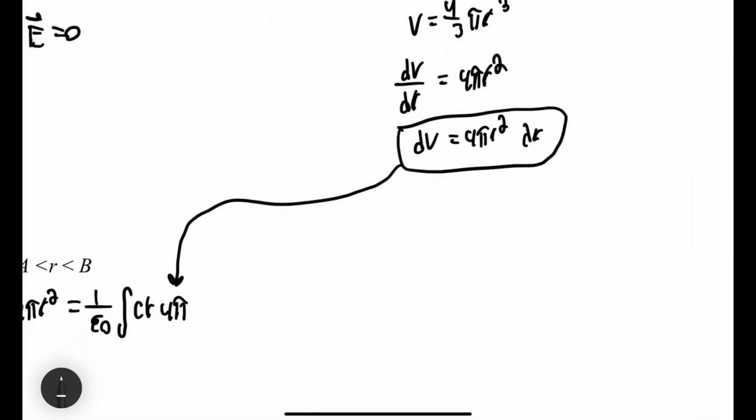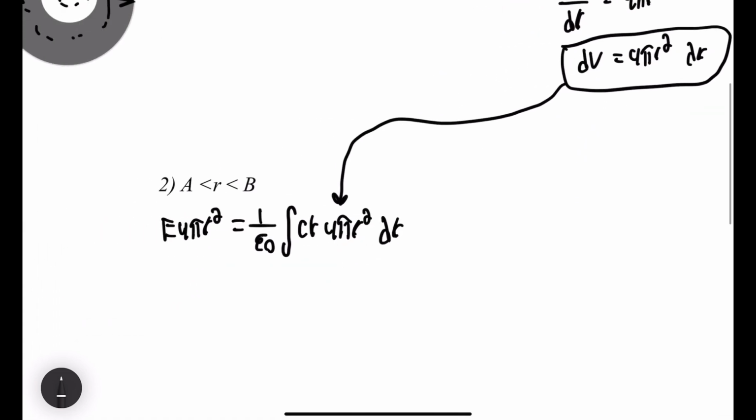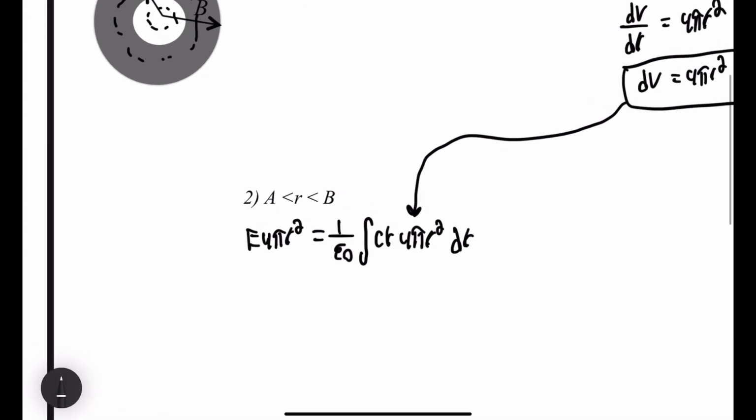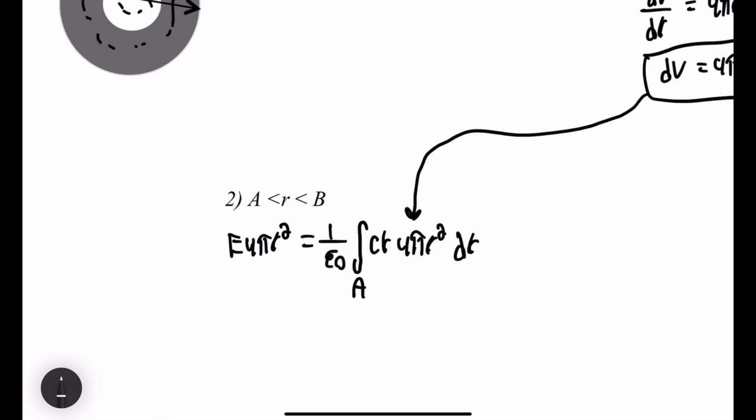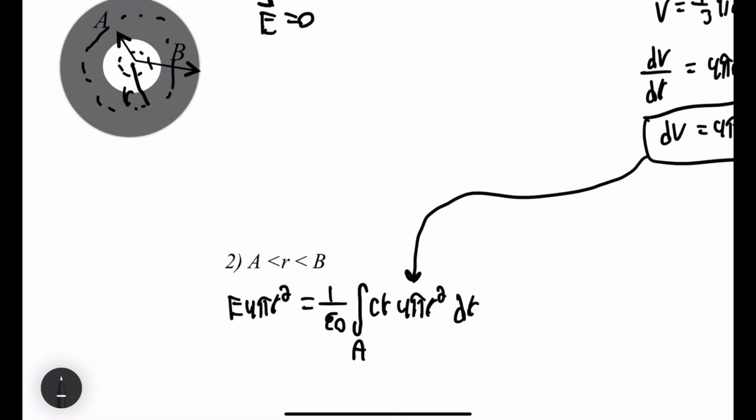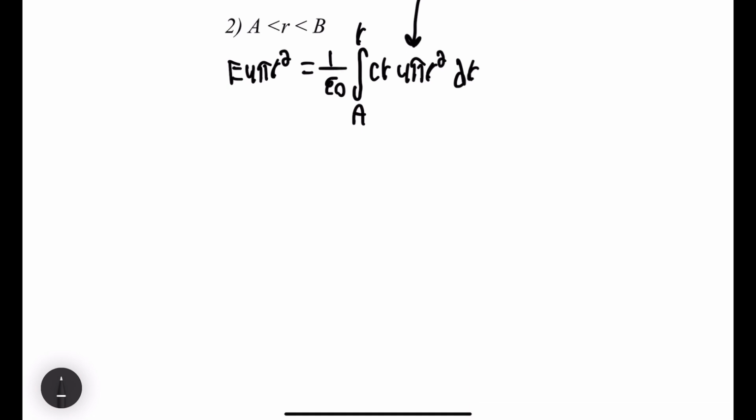So 4 pi r squared dr. Let's do my bounds first. I'm starting at A, and I'm not going over the entire surface. I'm only going up to an arbitrary radius r. So I'm going from A to R.